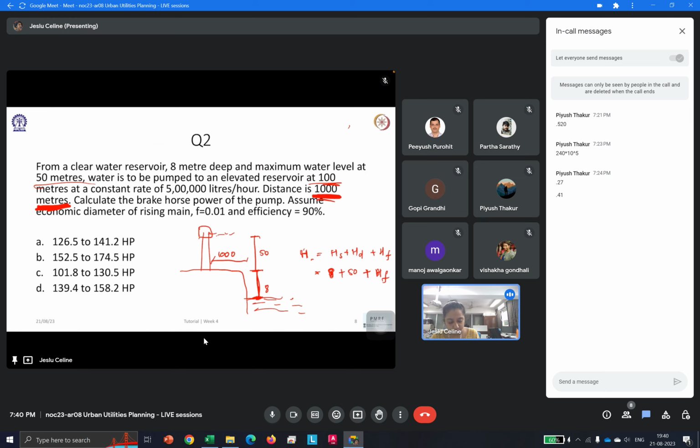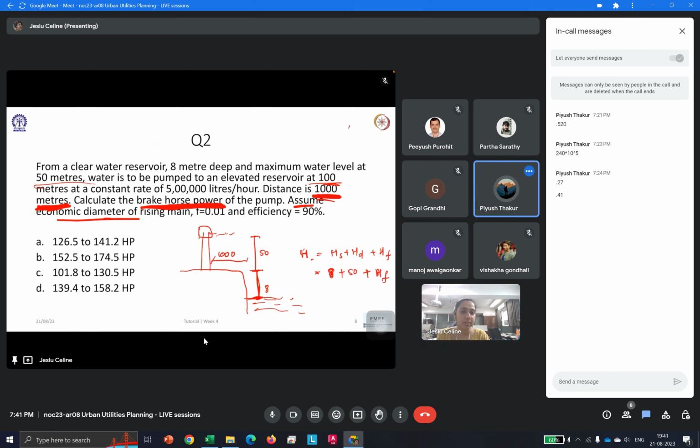Now again, we've been asked to find the brake horsepower of the pump. The question is very similar, but what is different here is that the diameter of the pipe was given in the previous question, but in this question, the diameter of the pipe is not given. They are saying that assume economic diameter of the pipe. Can somebody recollect how we found the economic diameter, or why do we need an economic diameter?